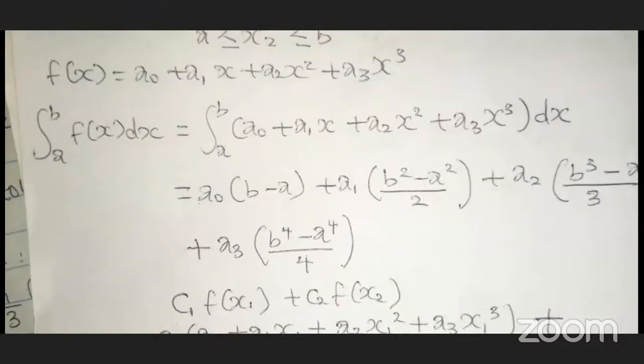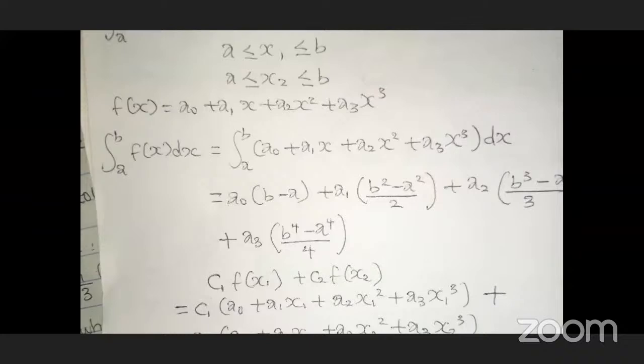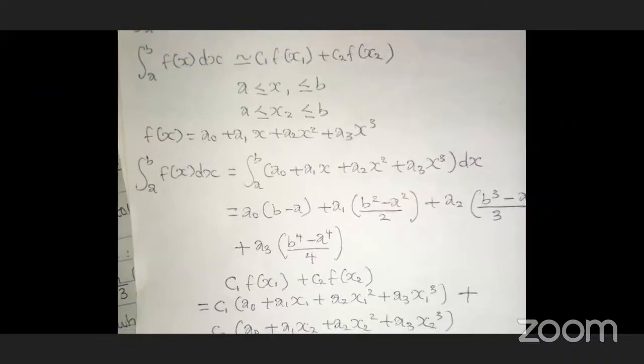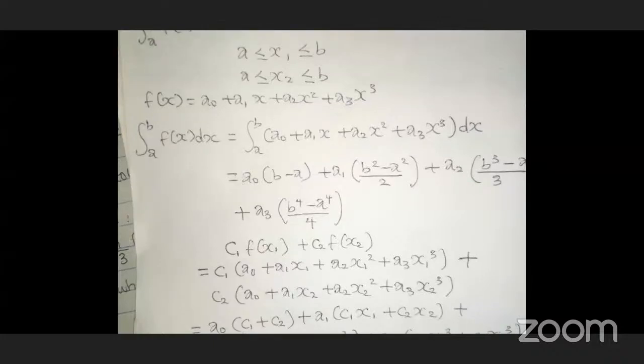So if you integrate the value of this now, we'll get b minus a plus a1. That means if you integrate this, we have b squared minus a squared divided by 2 plus a2 times b cubed minus a cubed divided by 3 plus a3 times b raised to power 4 minus a to the 4 divided by 4.